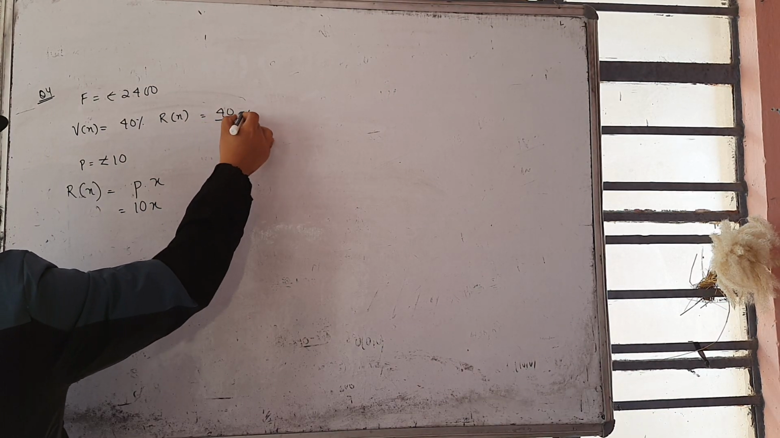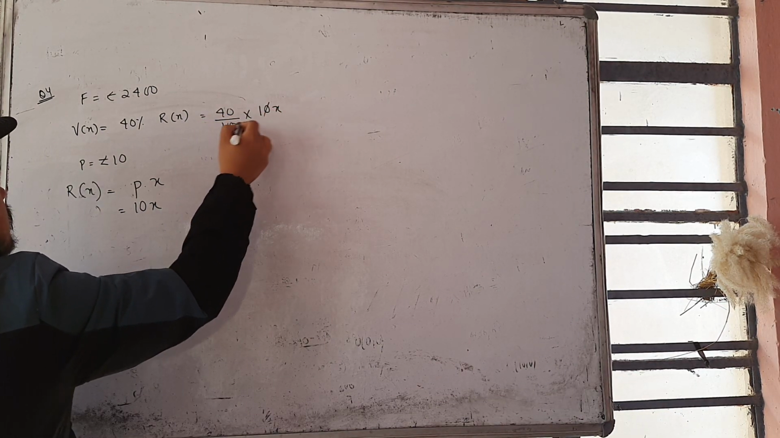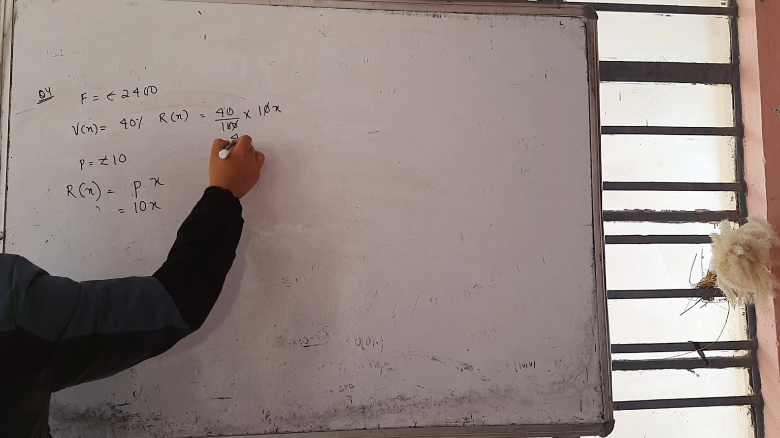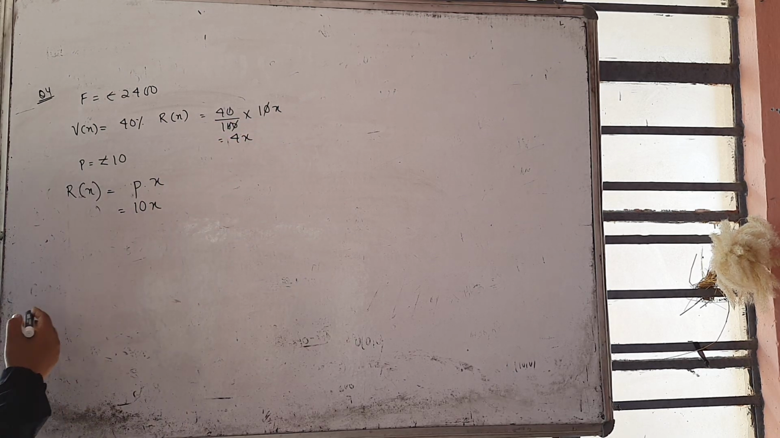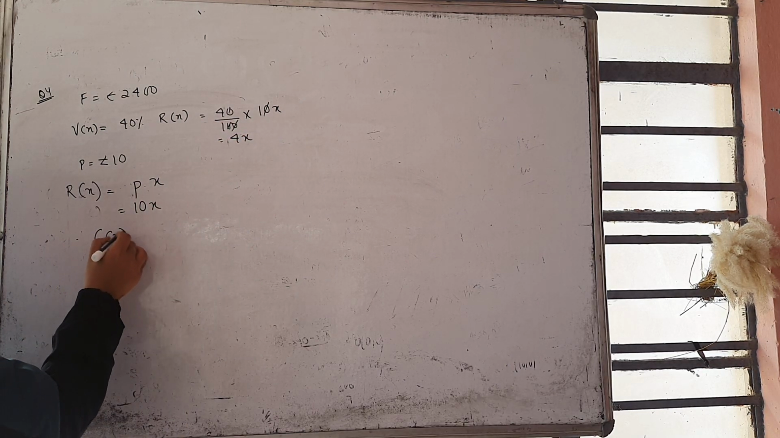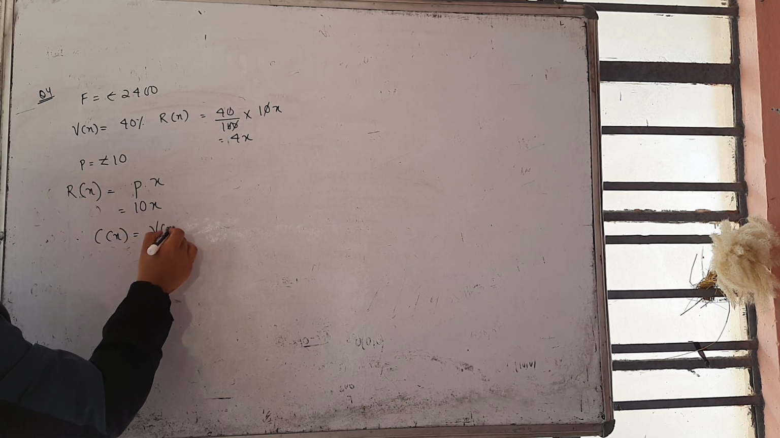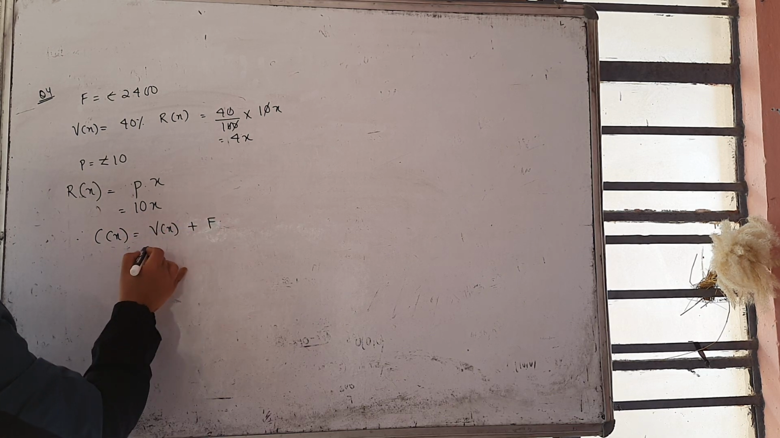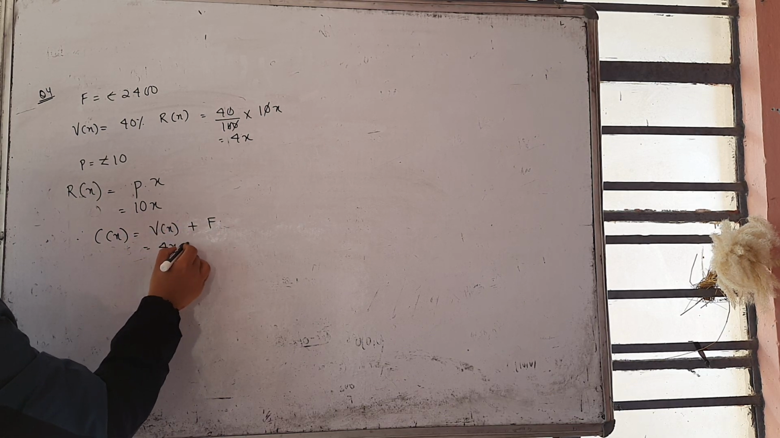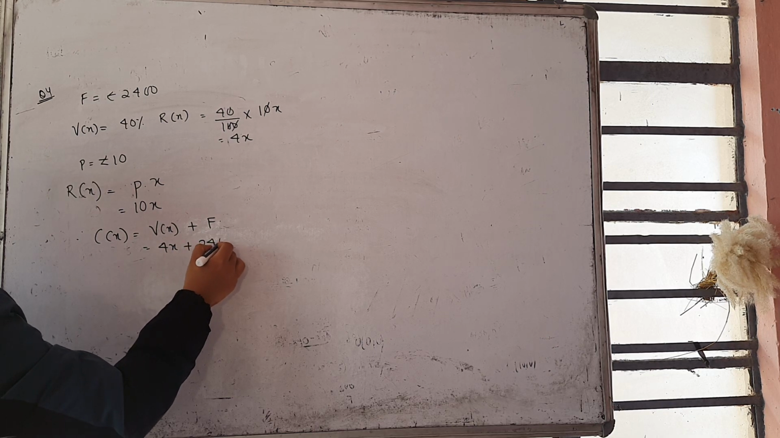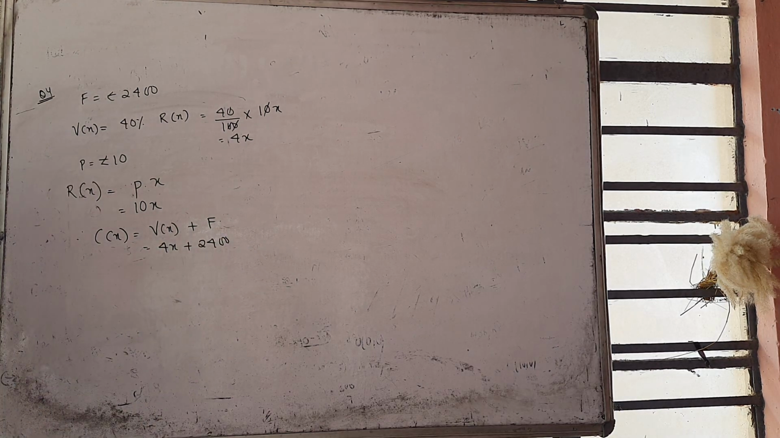Now calculate Vx, please. 40% of Rx means 40% of 10x, which is 4x. So the variable cost is 4x. Therefore, the total cost is the variable cost plus the fixed cost. The variable cost is 4x and the fixed cost is 2400. Is it clear, everyone?